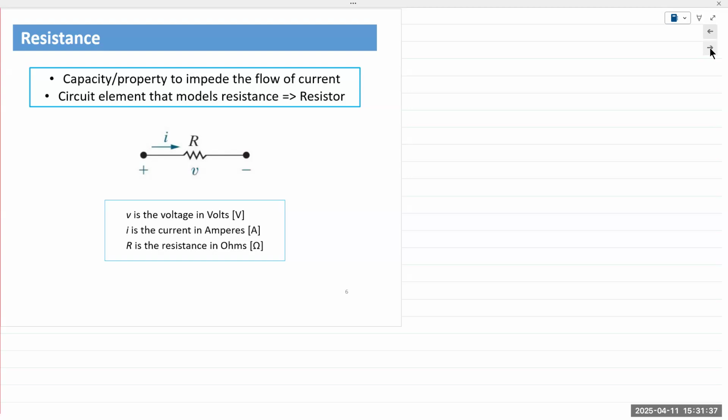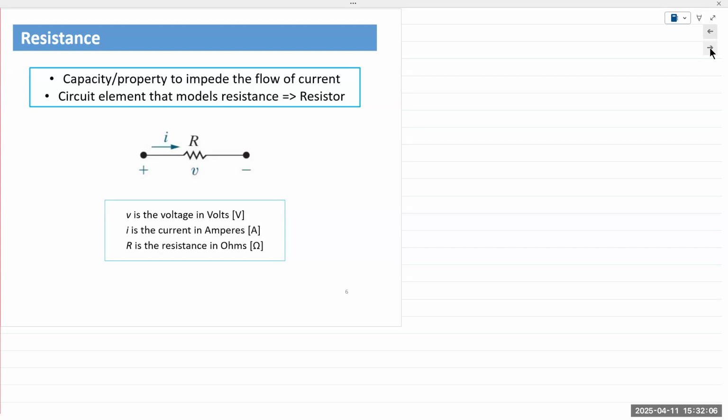Okay, resistance is a property, comes from the word resist. The English word resist means to oppose, to impede. Okay, it's opposition to something. In this case, it's opposition to the movement of charges, opposition to the flow of current. So in simple terms, resistance is the capacity or the property of a material to oppose the flow of electric current.